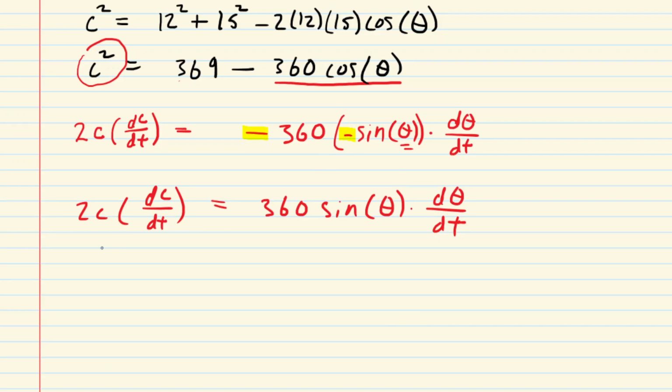That's pretty good. Now we are solving for dc/dt, so let's divide both sides of the equation by 2c, so we can cancel it on the left-hand side. On the right-hand side, you're going to simplify. You have 360 divided by 2, so that'll become 180.